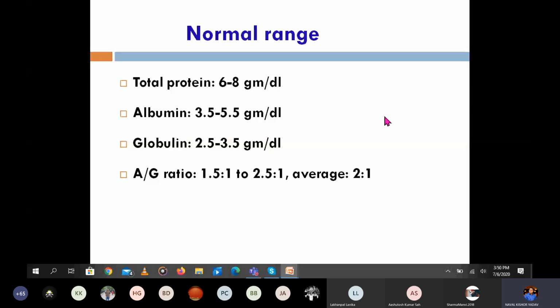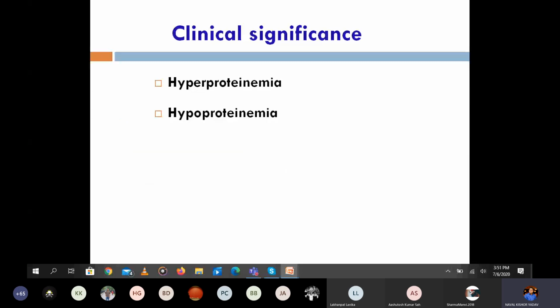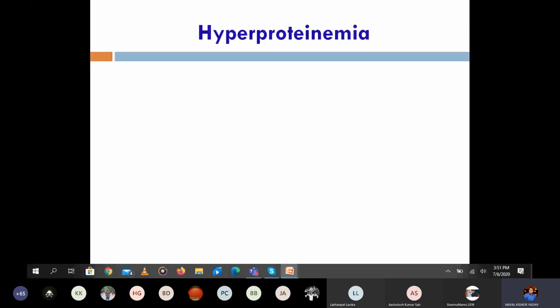So the clinical conditions. What are the causes for increase in total proteins or decrease in the total proteins? That is known as hyperproteinemia and hypoproteinemia. So what are the different causes? What are the different diseases where you can find increase in the total proteins or decrease in the total proteins? So we'll discuss one by one.